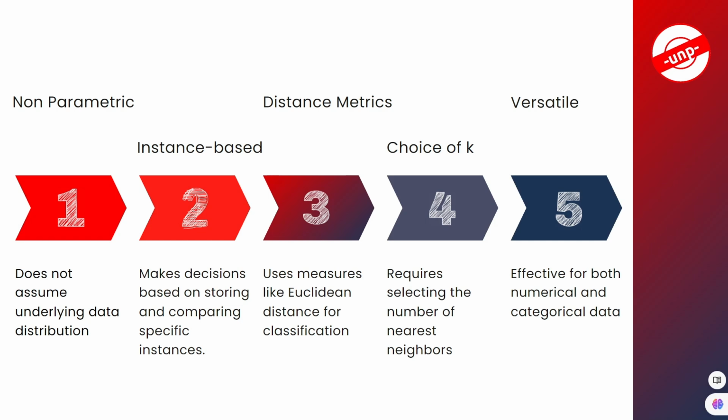It uses metrics or measurements like Euclidean distance, Manhattan distance, etc. to find the closest points for classification. Fourth comes choice of k. You need to choose how many nearby data points or neighbors to consider when classifying a new point. Fifth comes versatile. It works well with numerical data like heights or weights and categorical data like colors or types.